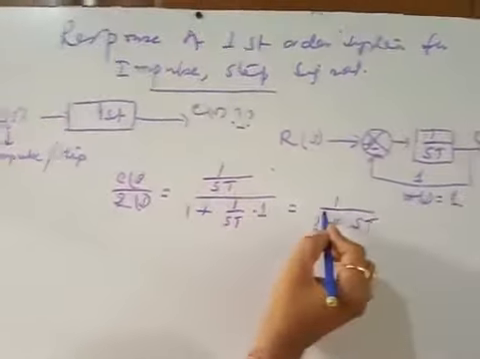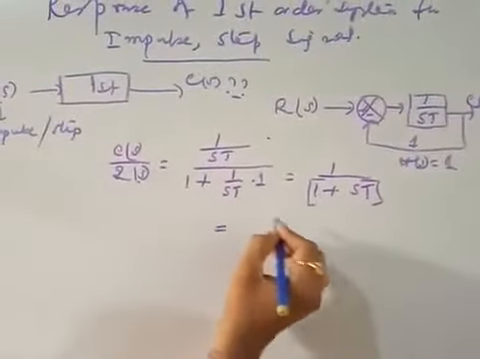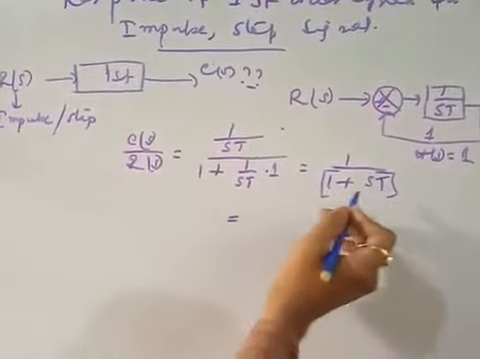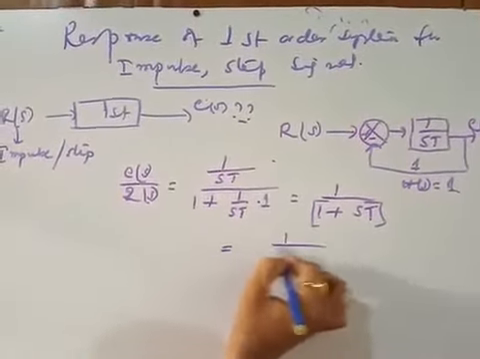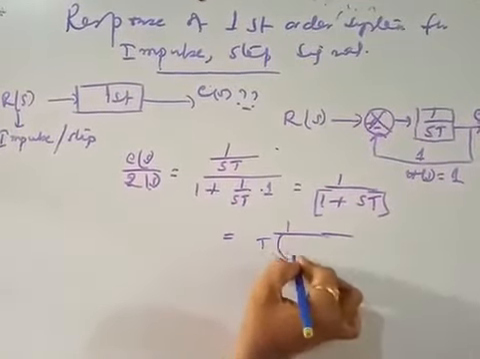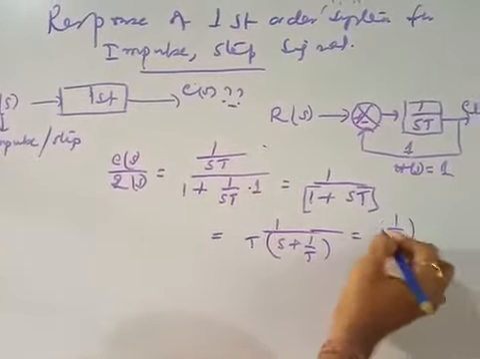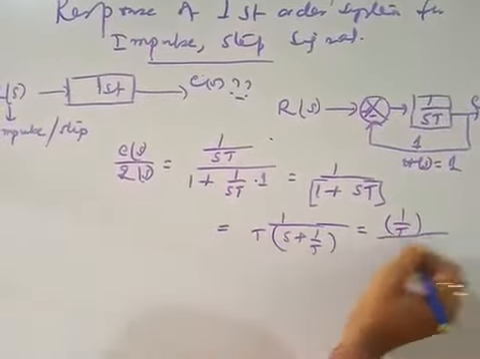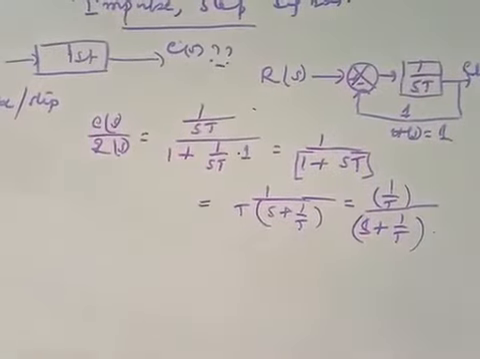So from the denominator part, you see what this is. If you can express this in terms of s plus something, what happens? This is your T. So you see this is T of (s plus 1 by T). That is 1 by T in the numerator divided by (s plus 1 by T). So this is a first order system.